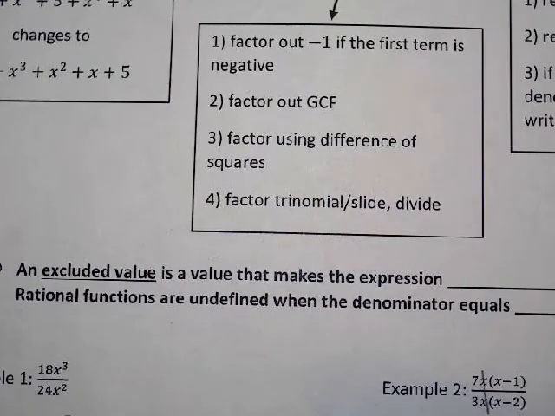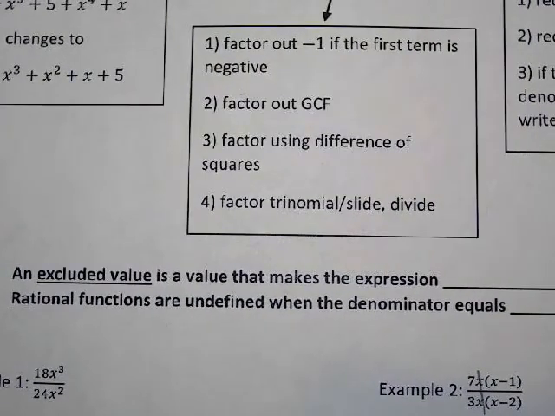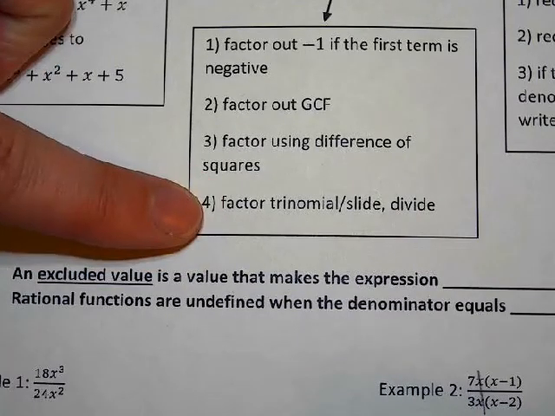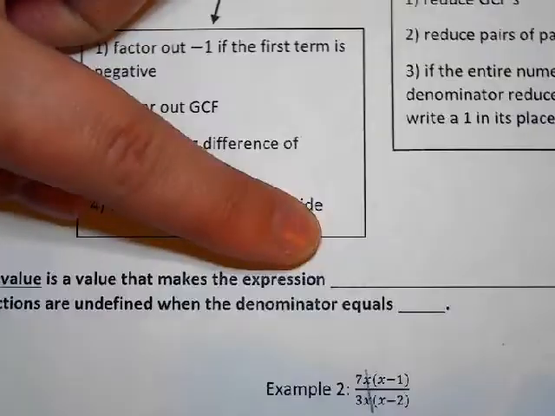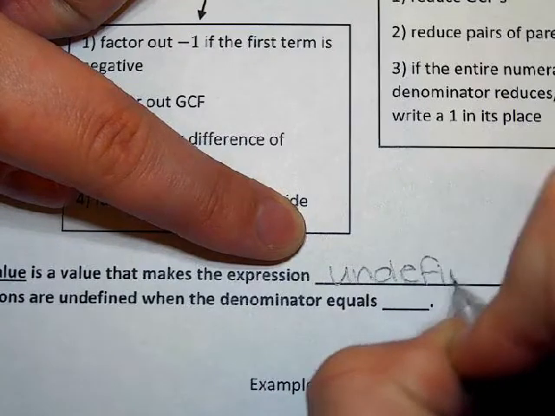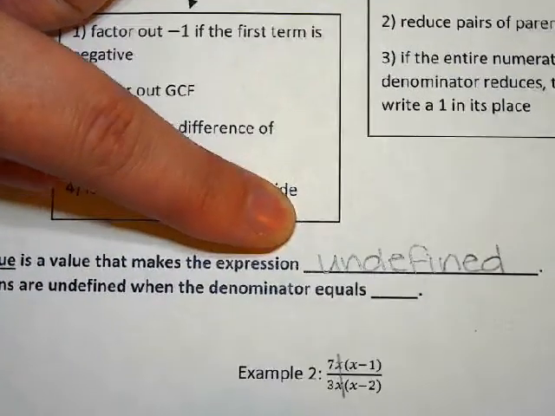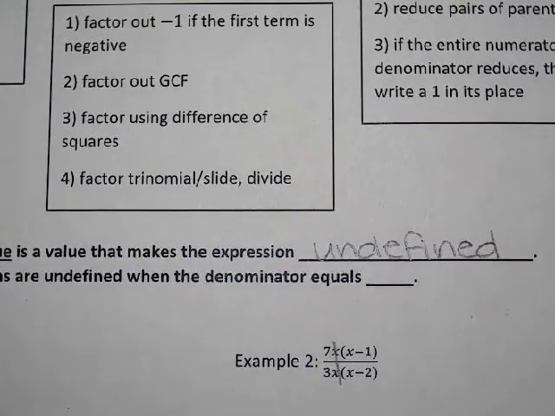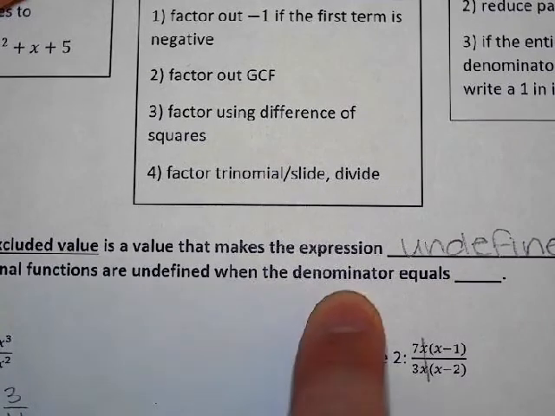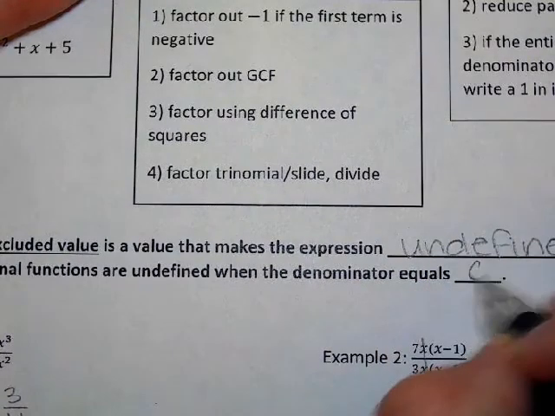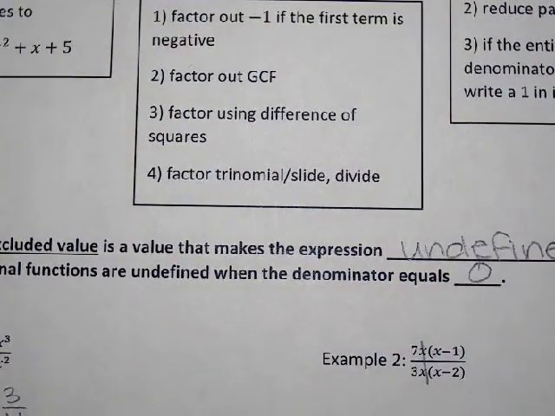An excluded value is a value that makes the expression undefined. Rational functions are undefined when the denominator equals 0. Can't have 0 on the bottom of a fraction. It doesn't work. Okay? So how do you find these excluded values?